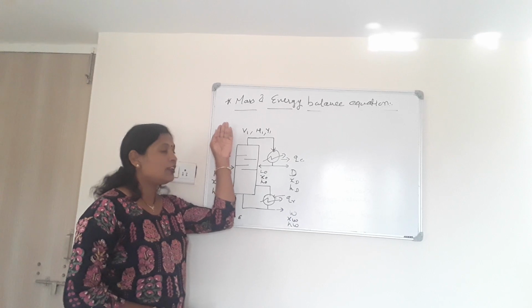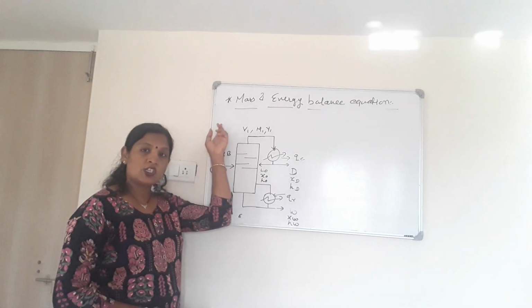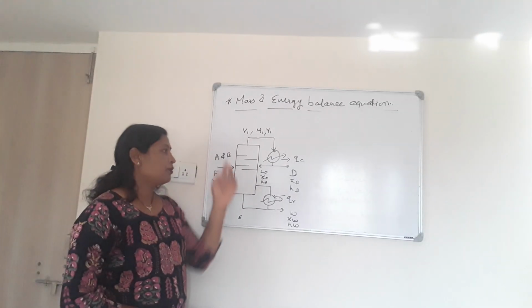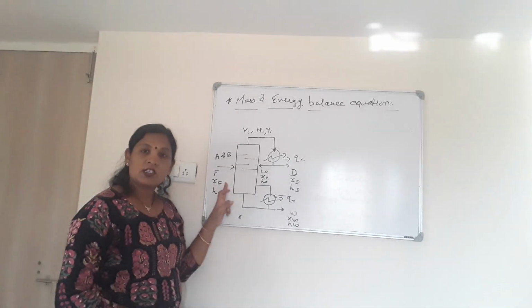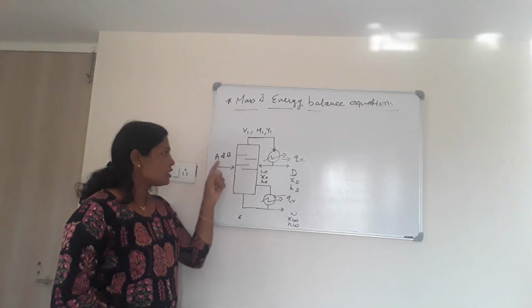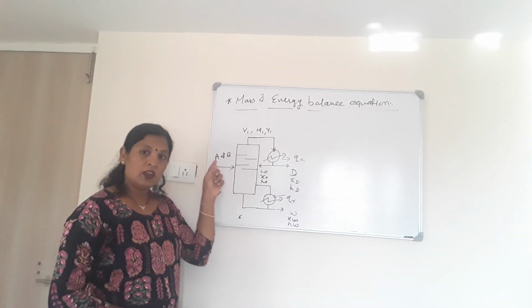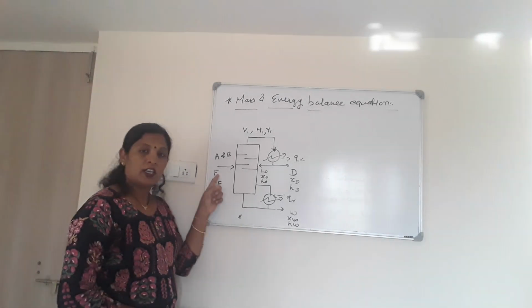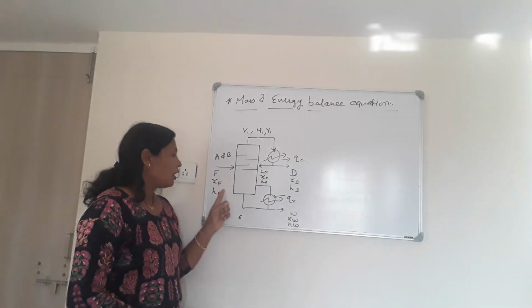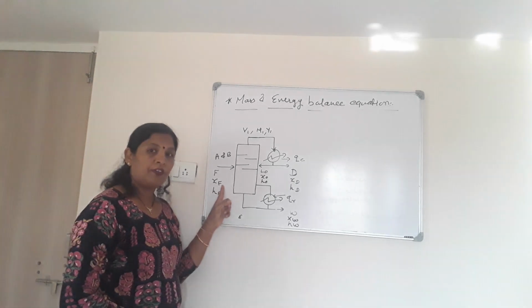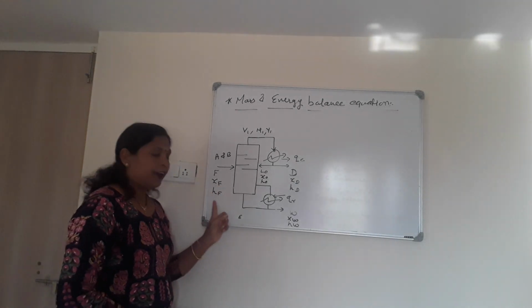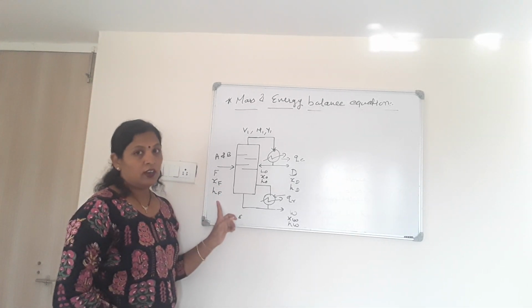I am here to explain to you the mass and energy balance equations over a distillation column. So here is a distillation column in which we are charging a mixture of A and B. The amount of the feed is given by F. Xf is the weight fraction of A in feed and HF is the enthalpy of feed.